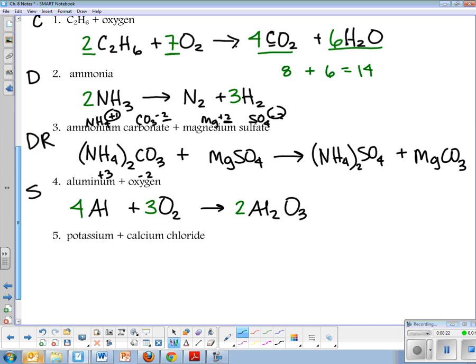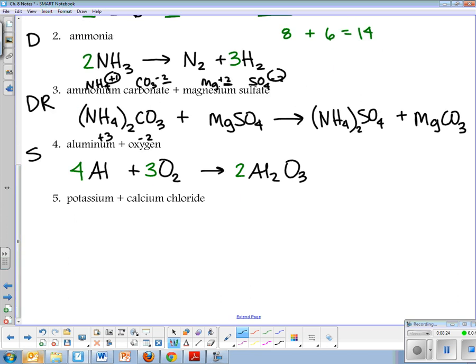Okay, let's do one more. Potassium, K, plus calcium chloride. So is K diatomic? Nope. All right, calcium is plus 2, chloride, so it's just chlorine, Cl minus 1. So CaCl2.